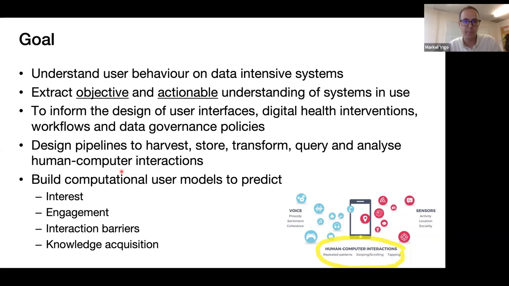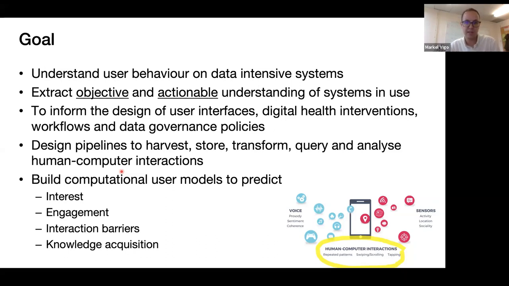And to do so, the goal of my work, more than focusing on preferences, is to build tools and systems to acquire this understanding. So I want to extract objective and actionable understanding. By objective, I want the interaction data to tell me what's going on, as opposed to people self-reporting about what's going on. And actionable, so I can use this knowledge to inform the design of user interfaces, identify issues with the user interface and address them by fixing them. Also to inform the design of digital health interventions.